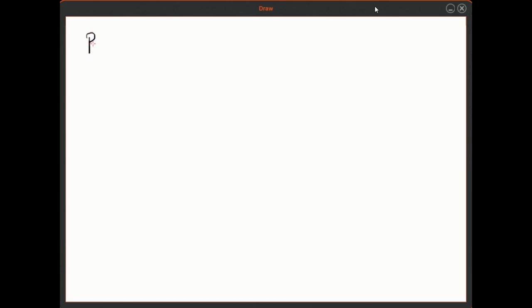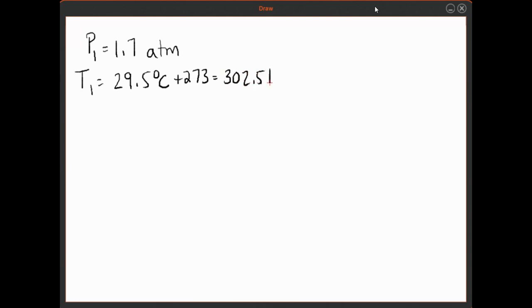So we have a pressure 1 of 1.7 atmospheres. We have a temperature 1 of 29.5 degrees Celsius. Now remember, we can't use Celsius. We've got to convert that to Kelvin, so we'll do that by adding 273, and that gives us 302.5 Kelvin. And then we have a volume 1 of 13.5 liters.